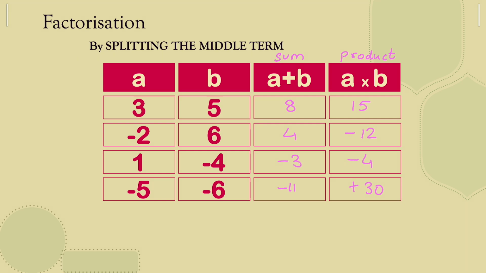For splitting the middle term, you will be required to do the reverse process. That means you will be given the sum, you will be given the product, and you will have to find those two integers which are giving that sum and the product along with the sign. So let us do that exercise.